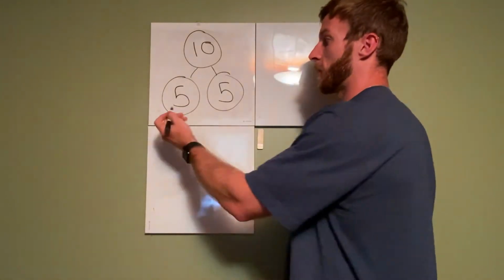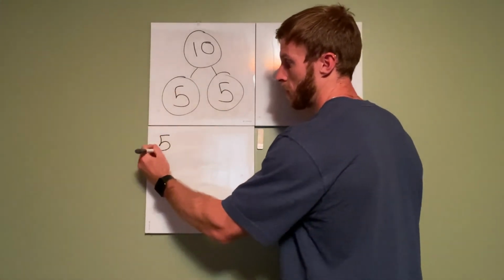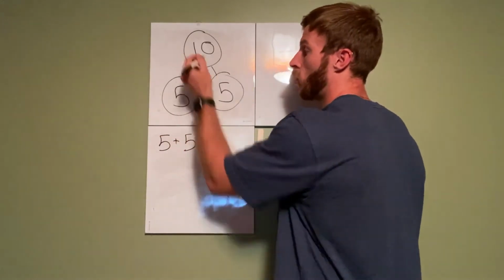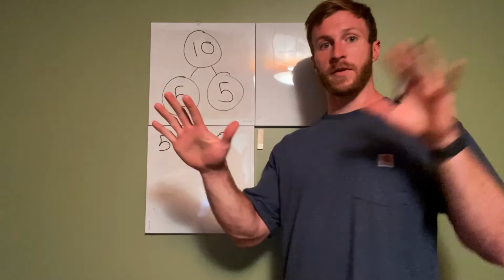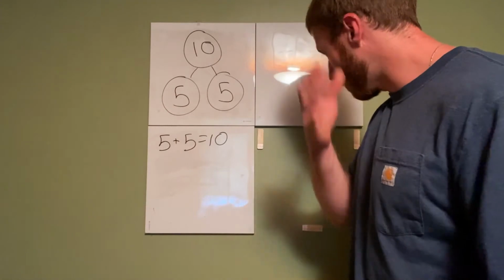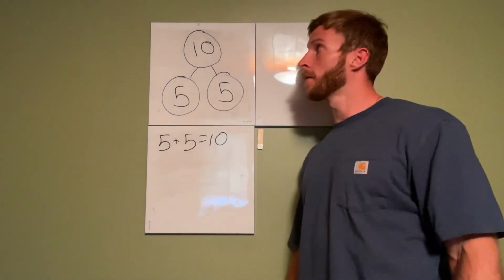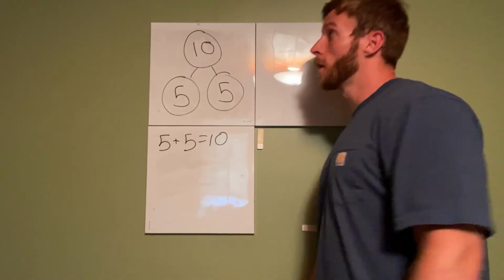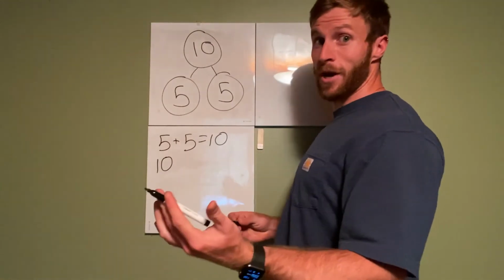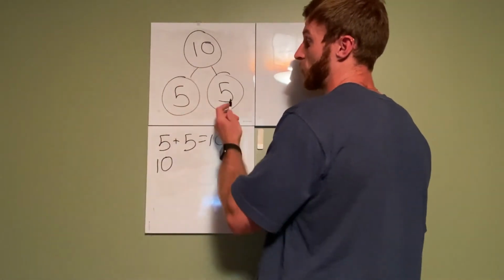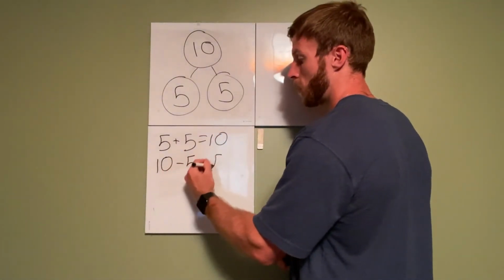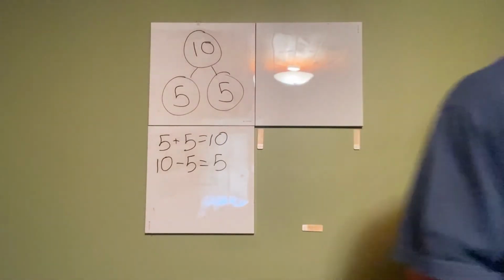So let's write those numbers in. Part, 5, plus part, 5, equals whole, 10. 5 plus 5 equals 10. We knew that. That's one of our doubles facts. Now, what's my subtraction sentence going to look like? We start with our whole. We write 10. Now, it doesn't matter which way we go here because it's the same number. 10 minus 5 equals 5. There we go. There's our addition sentence and our subtraction sentence.